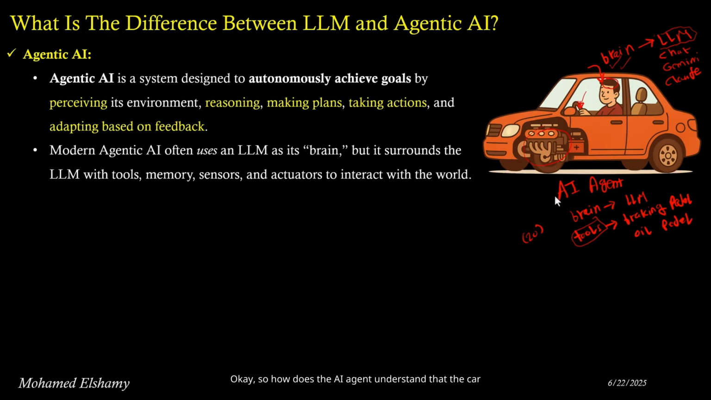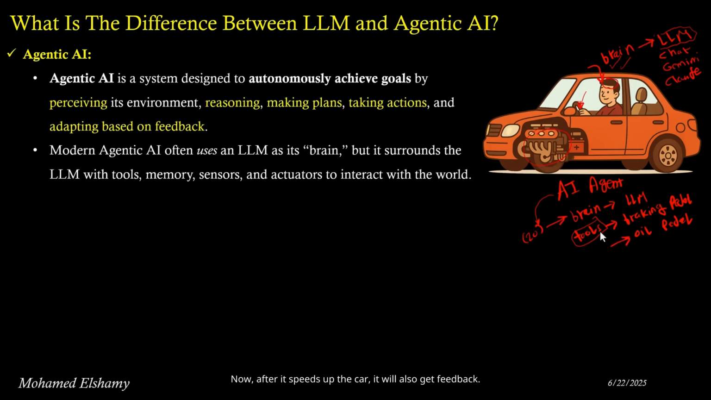Okay, so how does the AI agent understand that the car is slow and, based on that, decide that it needs to take action or use one of the tools it has to speed up the car? It does this through its own intelligence, which interacts with the surrounding environment. Then, as soon as it looks at the environment, whether through its eyes, a camera, or any other means, it understands that the car's speed is slow. So it starts using the accelerator to speed up the car.